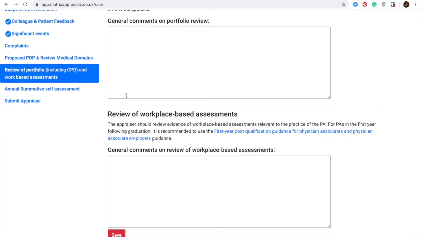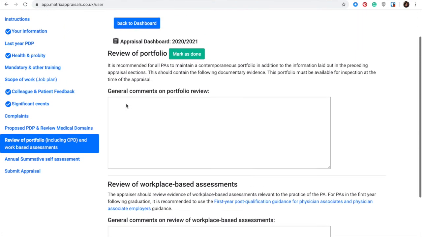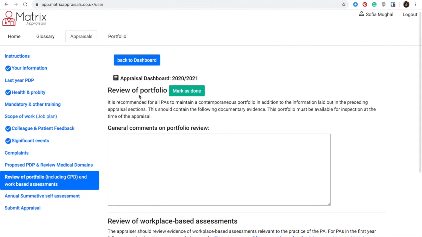You've also got review of workplace-based assessments. So this could include things like mini-CEXs, which also can be imported from your portfolio as well. Once you've done that, you can mark as done.